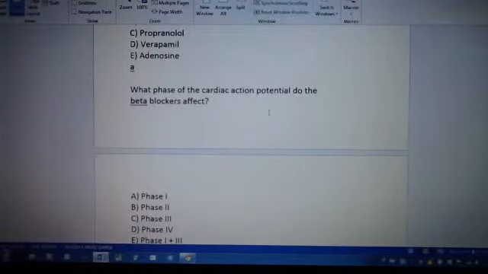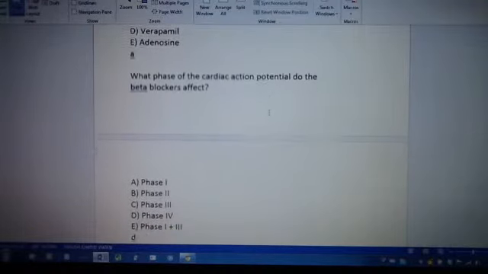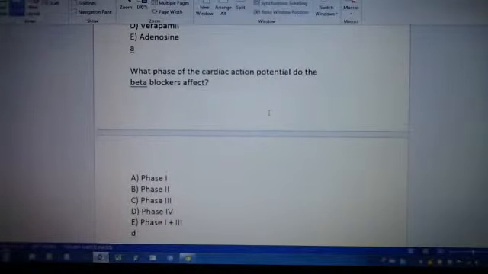So, what phase of the cardiac action potential do the beta blockers affect? Is it A, phase 1, B, phase 2, C, phase 3, D, phase 4, E, phase 1 and 3? The answer is D, phase 4. What phase of the cardiac action potential do the beta blockers affect? I'm getting tired here. Okay, so remember that it's phase 4 here.